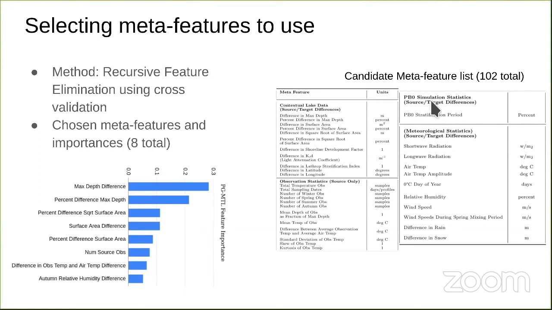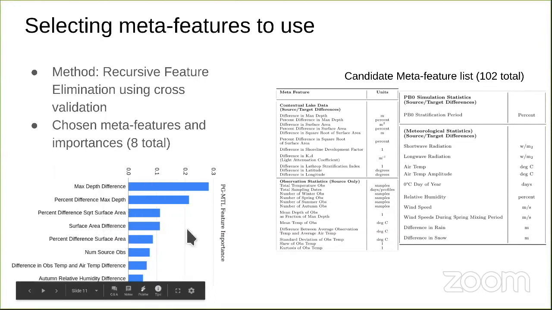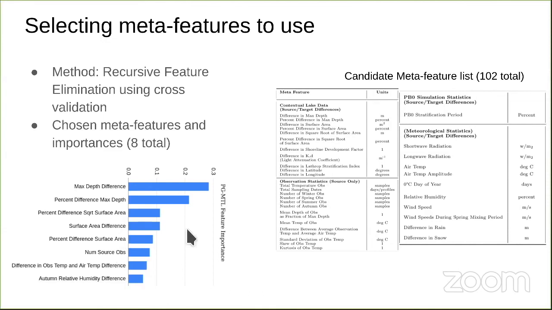So this would be things like if you simulated the target and the source lake using a general lake model, what percent of the year is it stratified in each case. And after performing this feature selection, we choose 8 meta features out of the 102, the most important being maximum depth and surface area. And then there are also a few more minor ones like number of source observations.